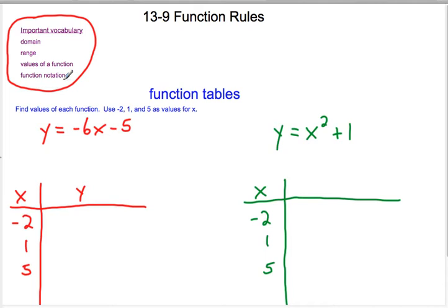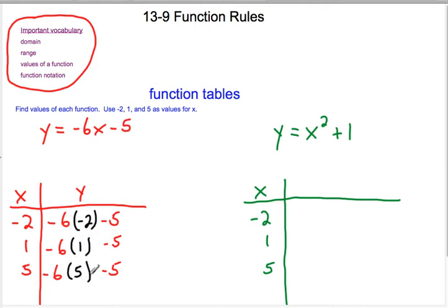So the first thing we're going to do is use function tables, which you'll remember from earlier in the chapter. So if I want to figure out some values for y when x is -2, 1, and 5, I can just make a little function table and then plug the values into the function. So I can say, I'm just going to write -6 here in one color so I can use a different color to plug in. So here x is -2, here x is 1, and here x is 5.